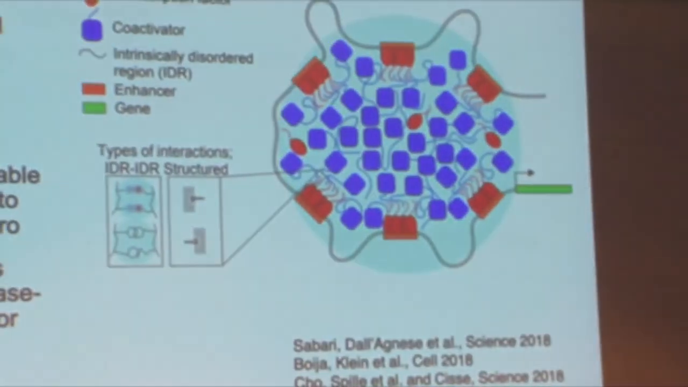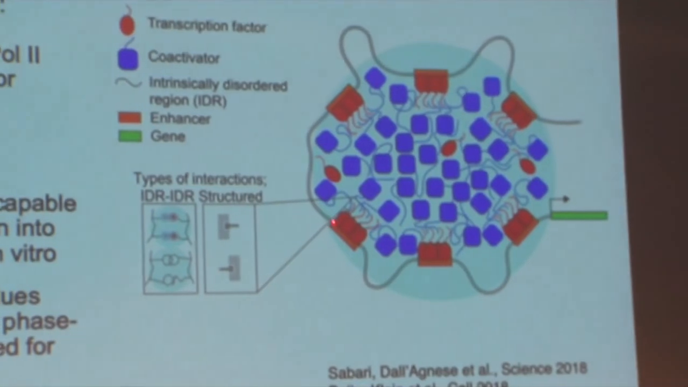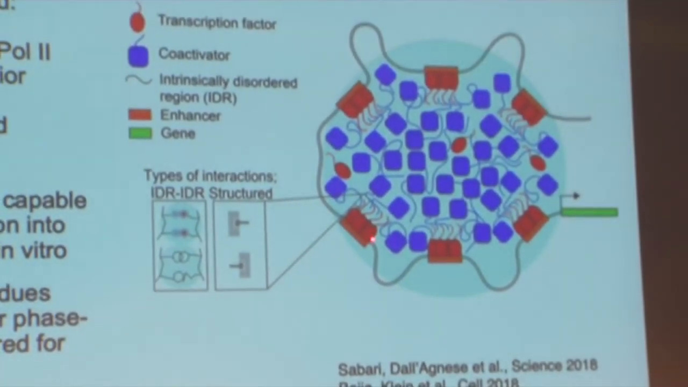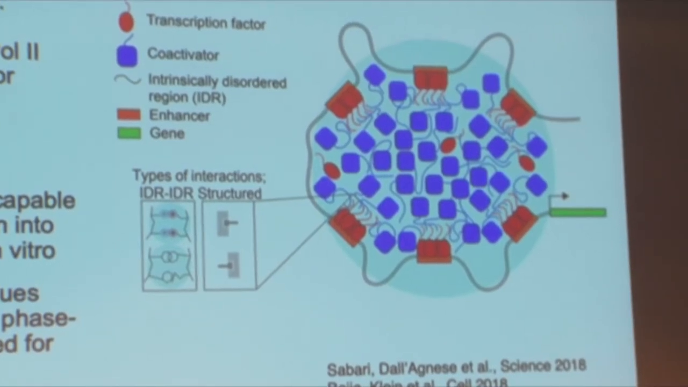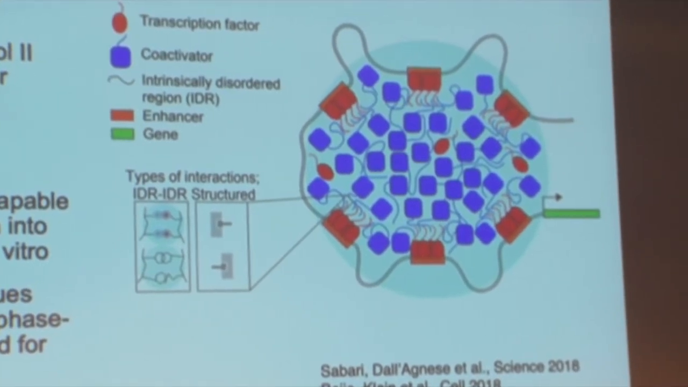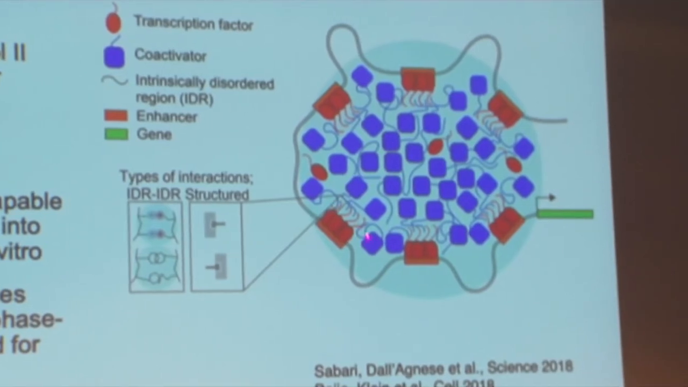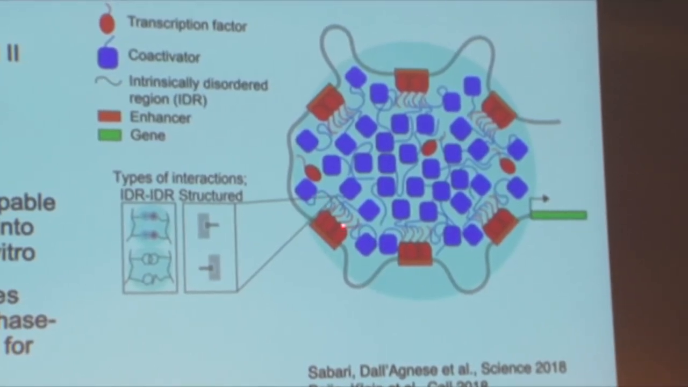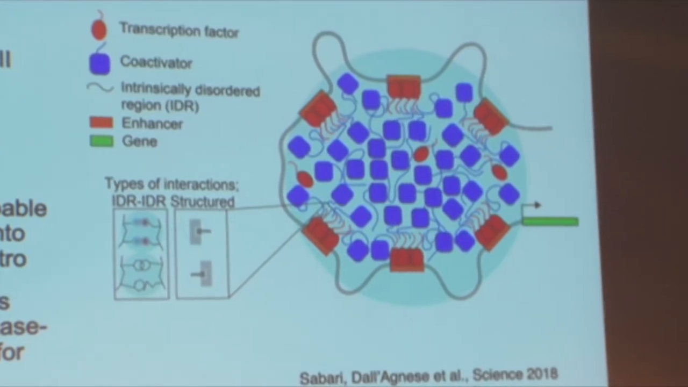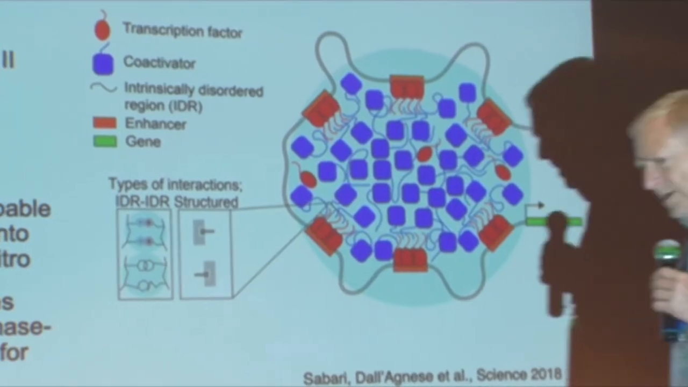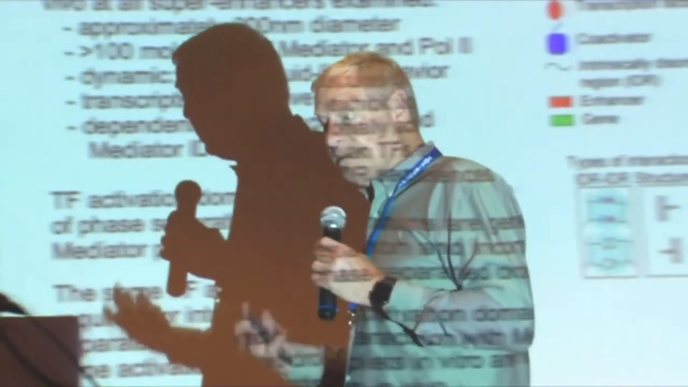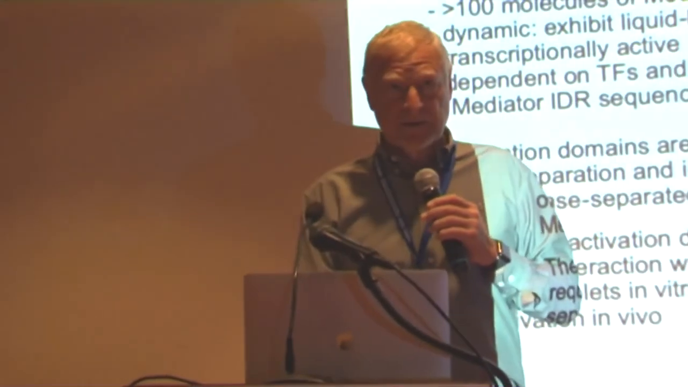So we've coalesced around this model where you have interactions between the DNA and protein that are structured, that are represented by what we've seen at atomic resolution in crystal structures. And covalently attached to that are these disordered regions that are interacting with the disordered regions of the coactivators, represented in blue, that also then interact with clusters of RNA polymerase II molecules.